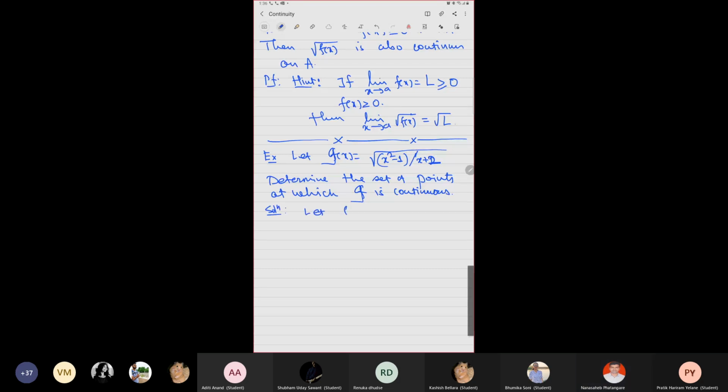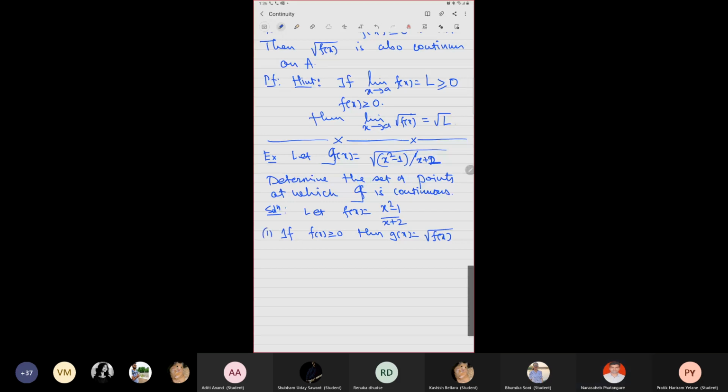Let f(x) be equal to (x square minus 1) upon (x plus 2). Suppose this is my function f(x). If f(x) is greater than or equal to 0, then what is g(x)? At such x, g(x) is the square root of f(x). If at such x, f(x) is greater than or equal to 0, then we can define g(x) to be the square root of f(x).